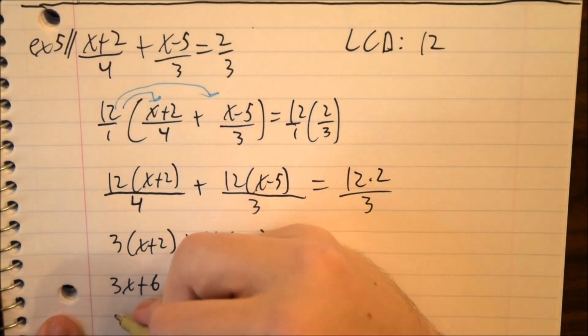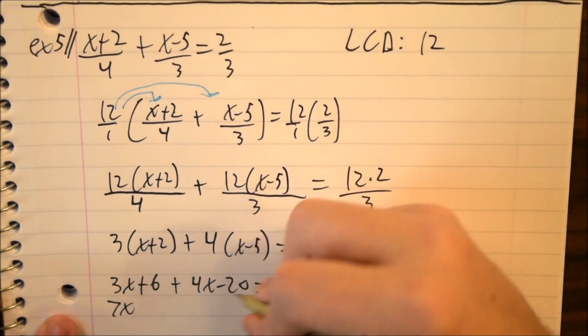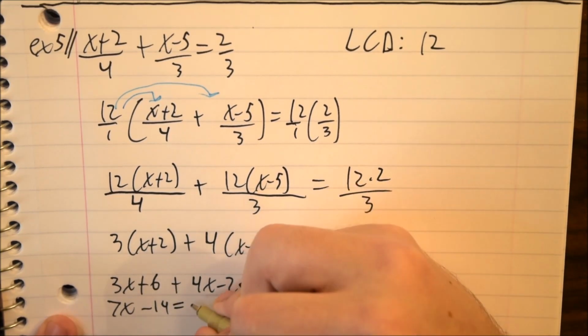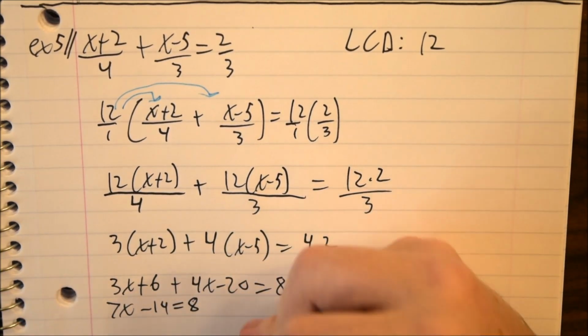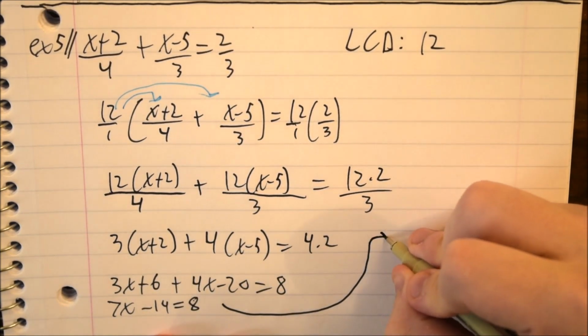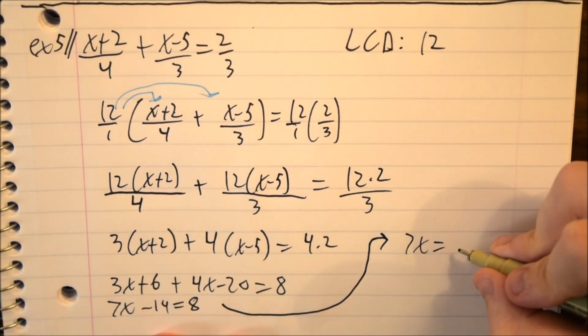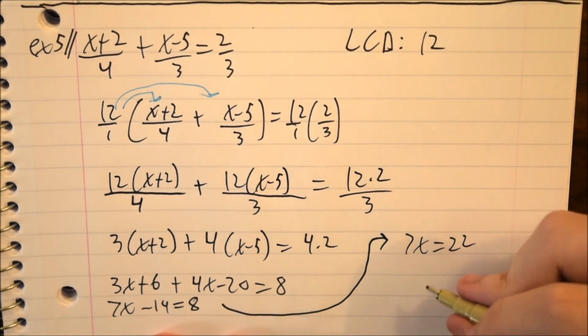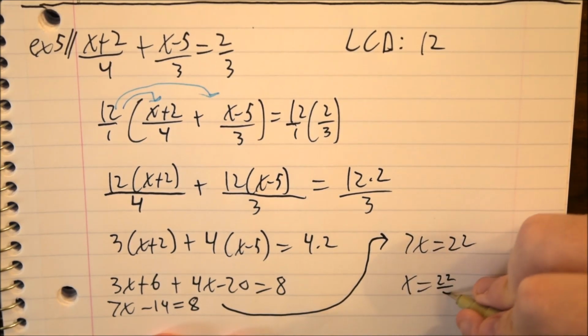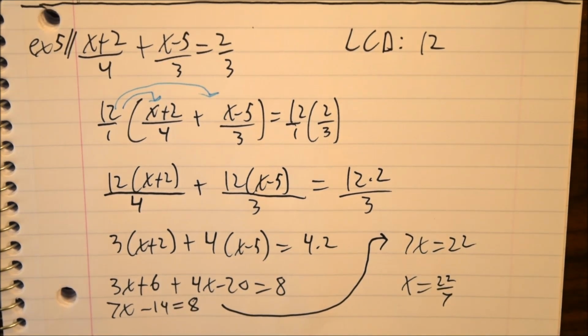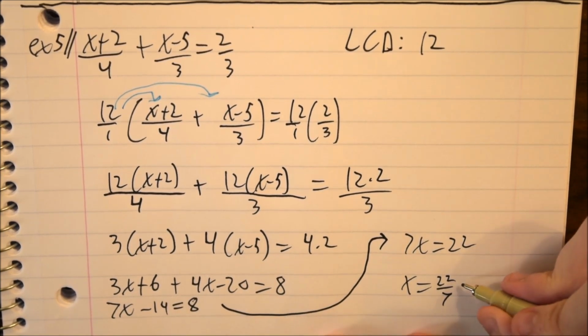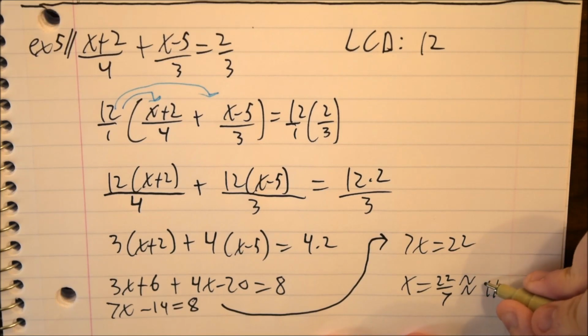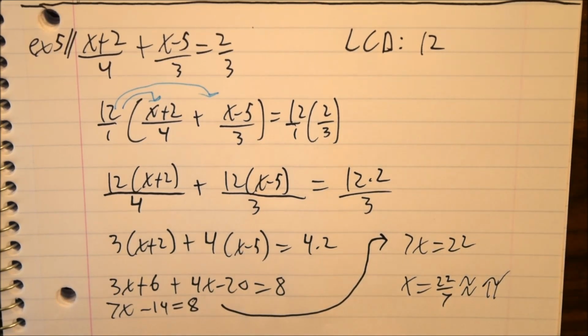Gather like terms. I have a 7x minus 14 equals 8. If I add 14 to both sides, I'm going to get 7x equals 22. Divide both sides by 7, I get x equals 22 over 7. And just a fun fact, 22 over 7 is actually an approximation of pi. This is approximately equal to pi. Nobody needs to know that, but I made the problem up earlier, and look at that, I got a cool result. And okay, well that's all I've got for solving linear equations.